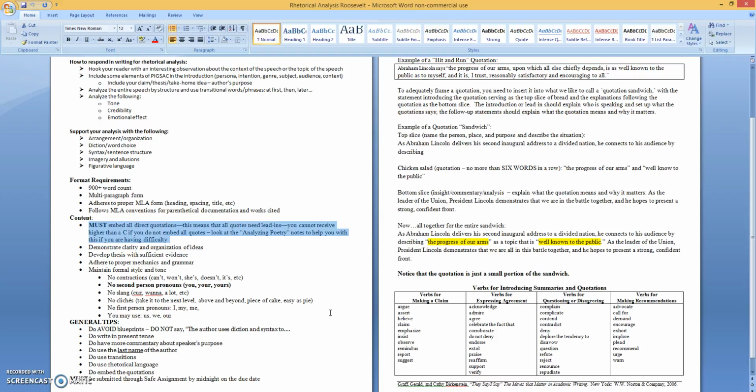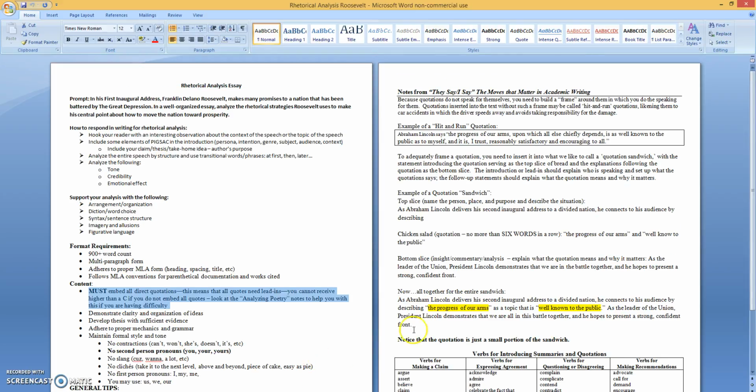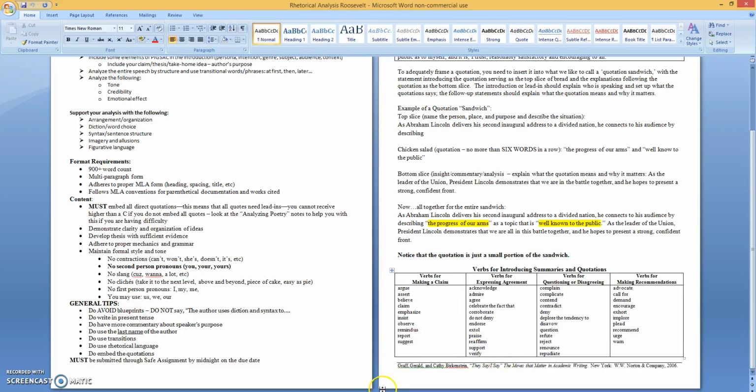Don't just plop a quote down in the middle of a paragraph. You will not get a good grade if you do that. Or you will not get the best possible grade if you do that, I should say. Here is one way to embed the textual evidence, and you've seen this already. So I would look at it and make sure you sandwich your quotations where you have the context, the embedded text, and then the lead out. And again, there's the verbs.